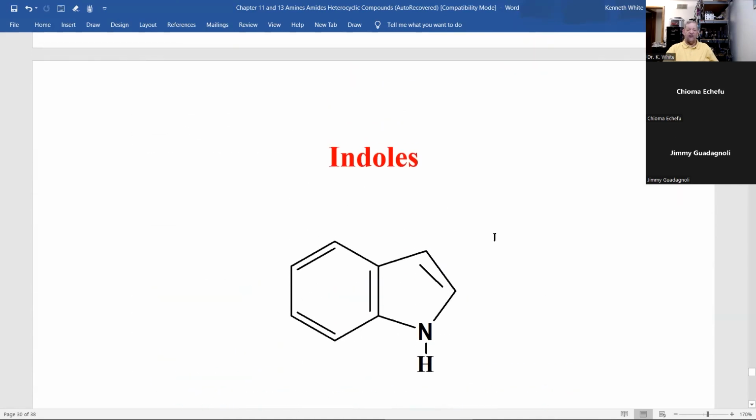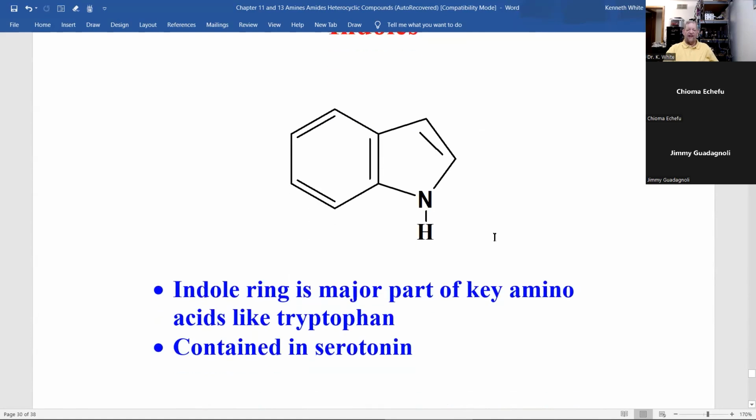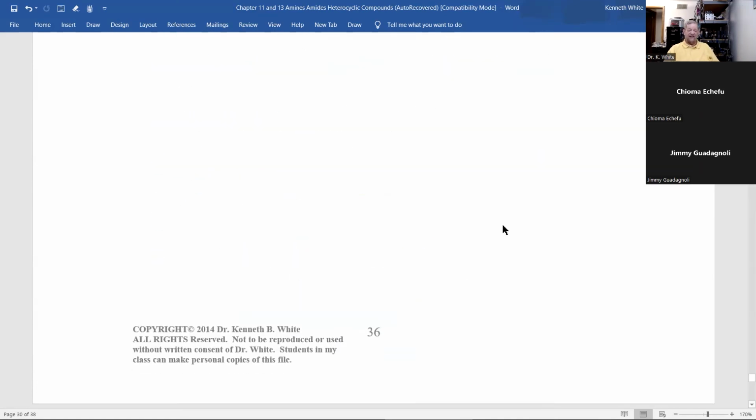Now, switch still off. This ring system is called indoles. And it's a major part of key amino acids like tryptophan and another molecule, serotonin, things for your brain. And again, switch is off, but it's a heterocyclic compound. There are a lot in our body.